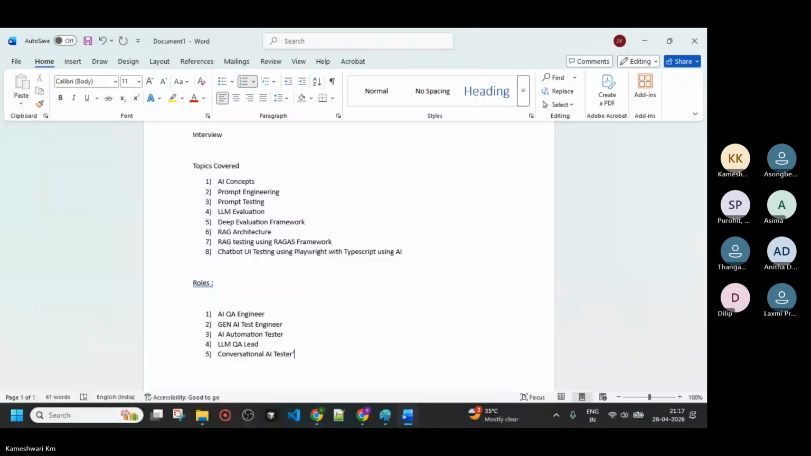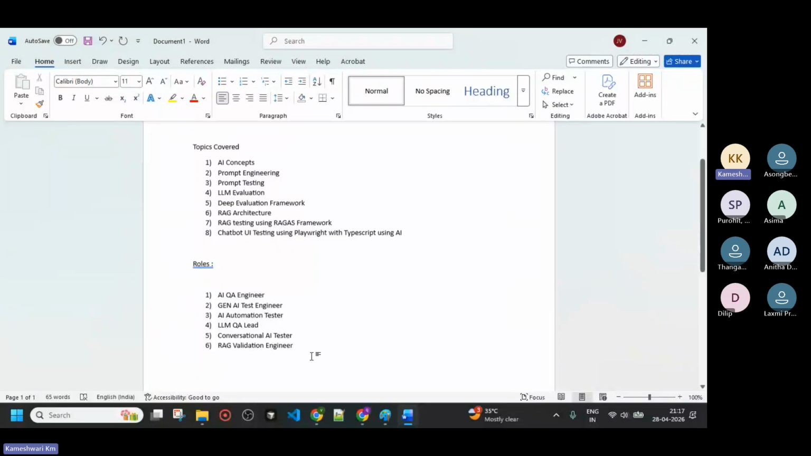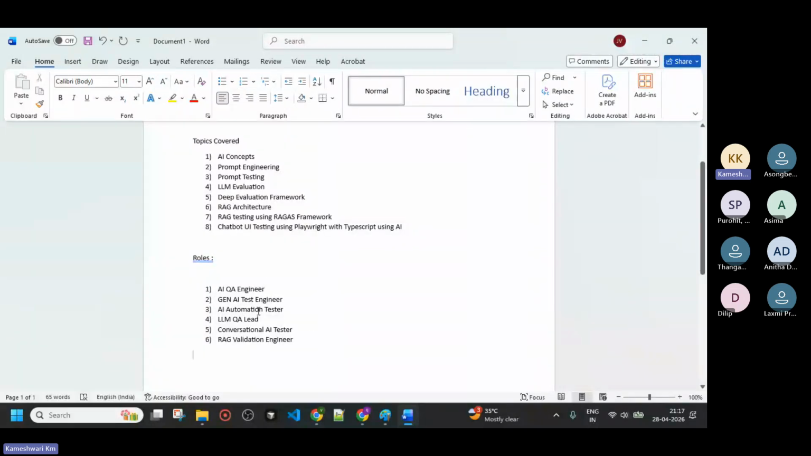And RAG validation engineer. These are the names you are seeing right now, but companies may use different names wherever it goes. If something is related to an AI-related test engineer role, you are definitely a good fit because you know all the topics. If they ask any question, you have learned and seen the real-time experience, so you can remember the same and explain it. That will be fair enough for them to understand that you can handle the work.